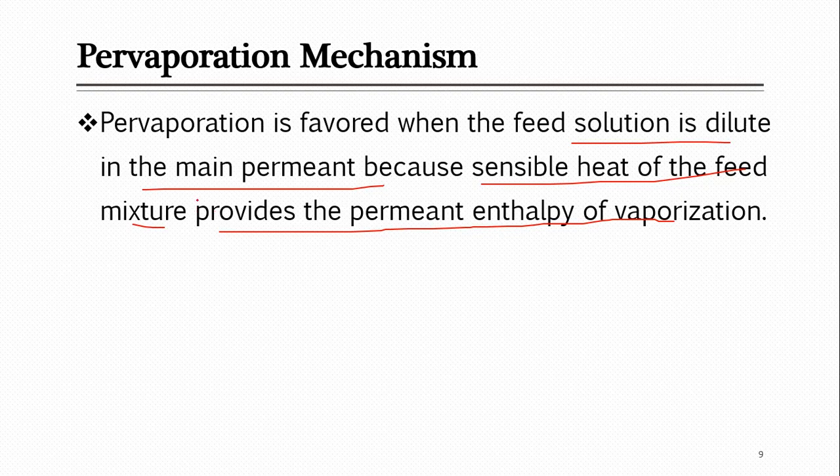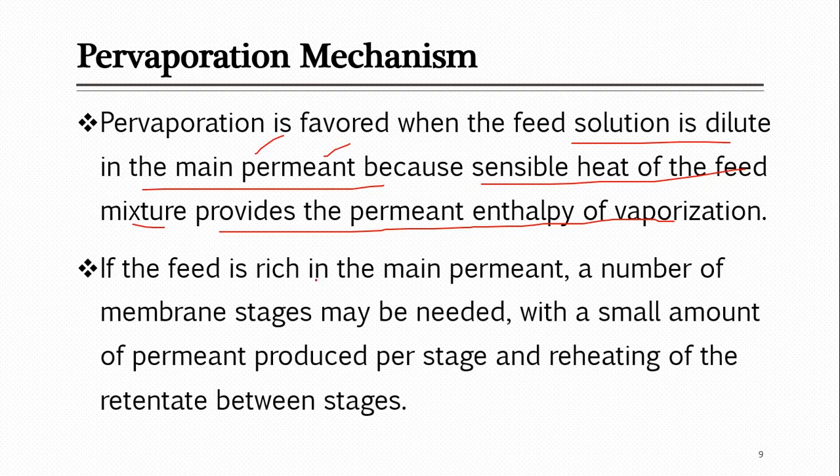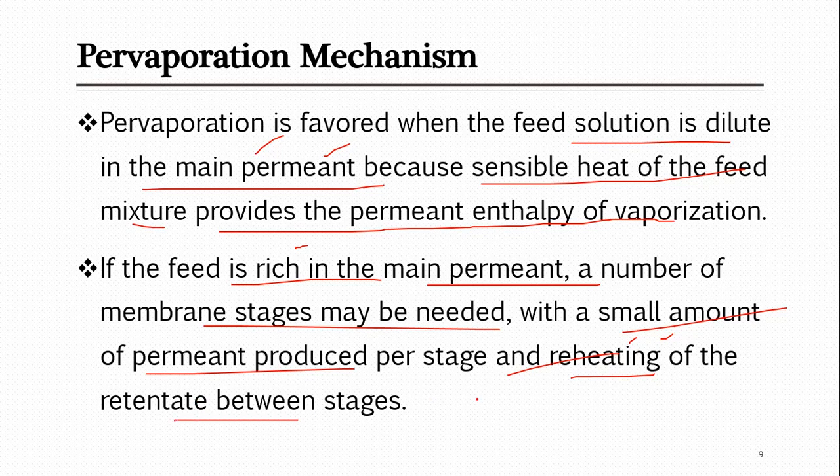But if your feed contains a large amount of this permeate which you want to separate, so in that case, if the feed is rich in the main permeate, it is present in a large amount, then a number of membrane stages may be needed. More than one stage you will need. Why? Because in each stage a small amount will be permeated, because the energy needed for this heat of vaporization is coming from the feed, and you can provide it for some amount, but not for all the components which you want to separate. So you will pass it to the other stage, but before passing it to the other stage, definitely we will need some heating. So reheating of the retentate between stages will be needed.